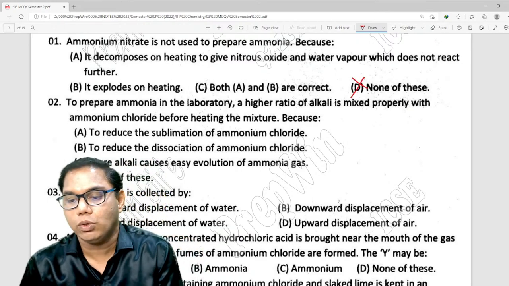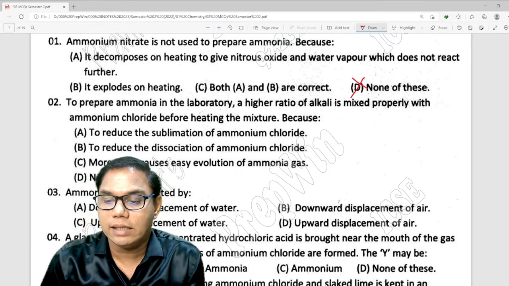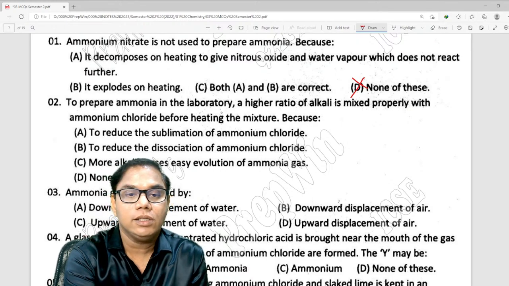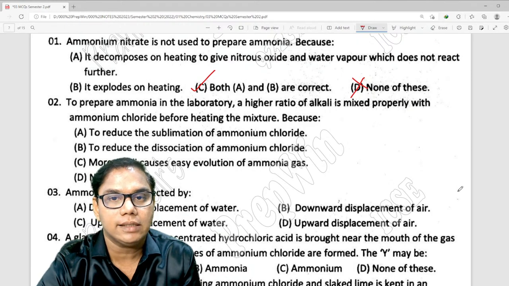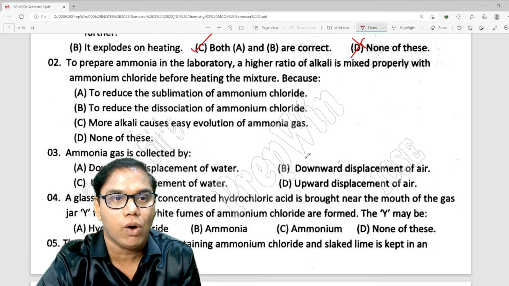Chalo, this is ruled out. I will eliminate one answer for you. Which is the correct answer? I'll increase my speed. The correct answer is C, not A.